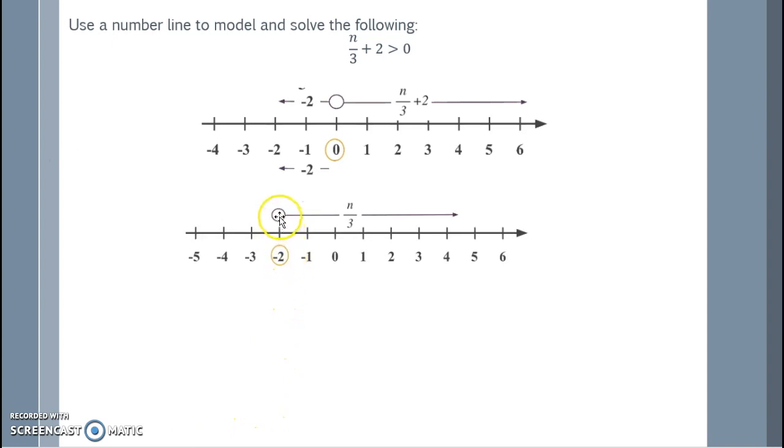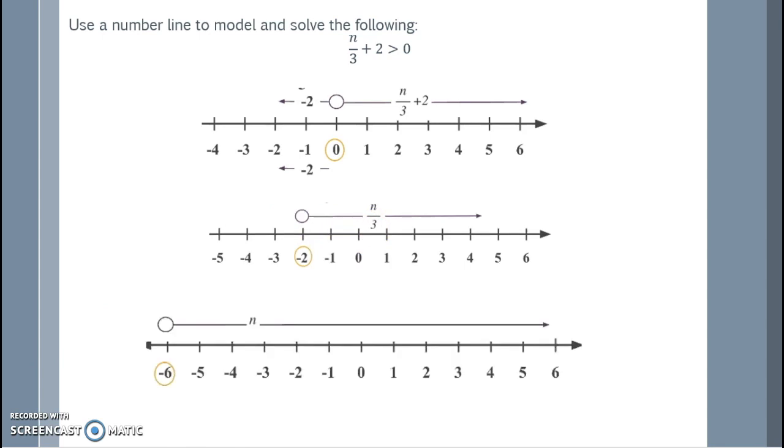Now we're at -2. So n over 3 is greater than -2. But to get n by itself, we know we need to multiply both sides by 3. So if I multiply -2 by 3, we get to -6, but we're still moving in that direction. So n is greater than -6.